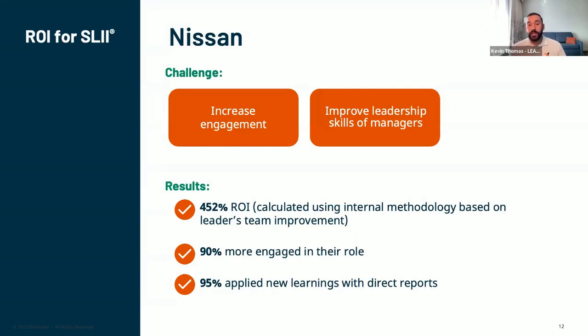The results on this slide reflect a study from 2019, and the results are consistent with all previous studies conducted on SL2. So what they found was a 452% ROI, return on investment. 90% of participants were more engaged in their role as a result. And then 95% of participants applied new learnings with direct reports.